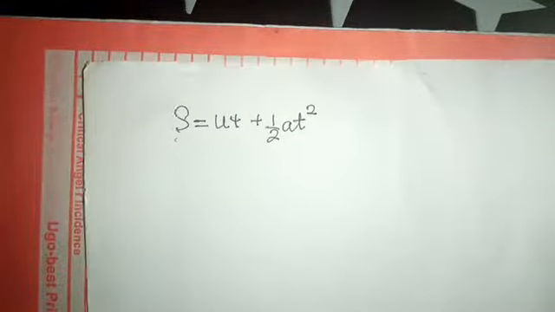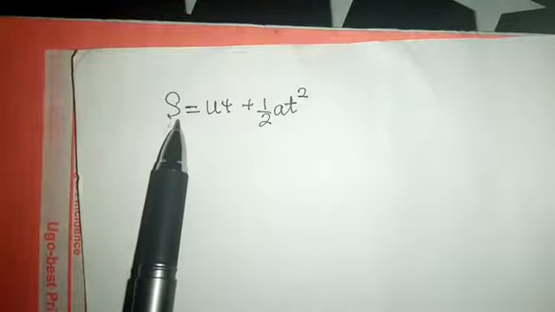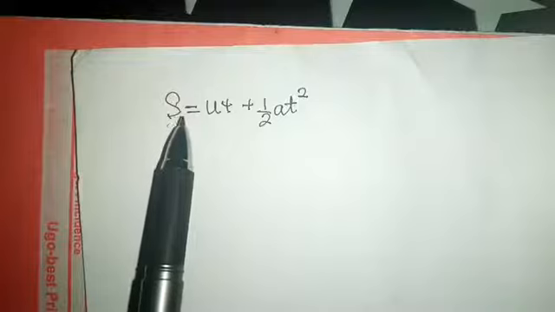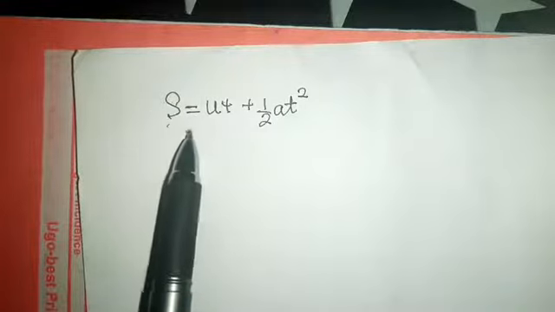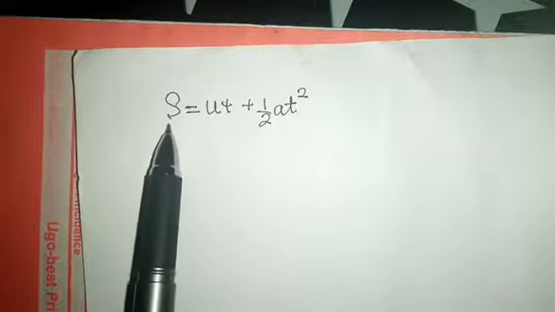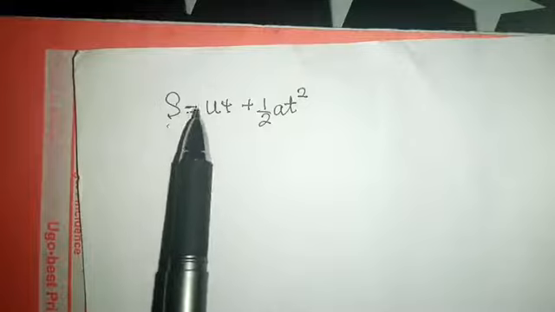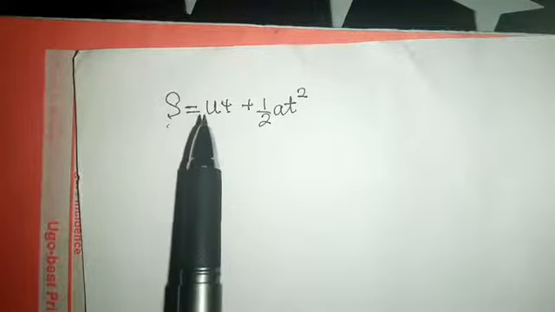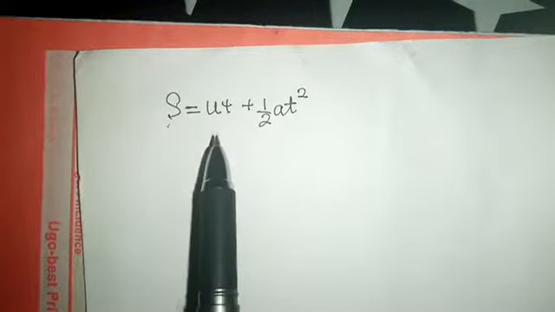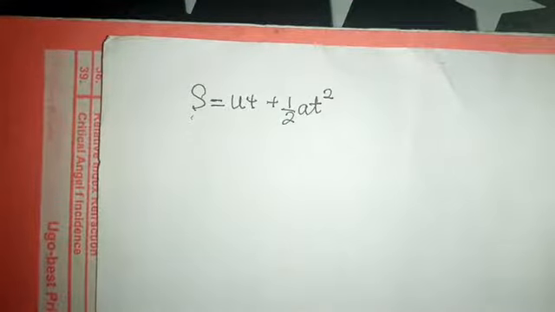Normally, this is a quadratic equation. Normally, this is supposed to produce a curve. The graph should be a curve, just like the quadratic graph we used to know. But in this question, they said that we should make it a straight line graph.